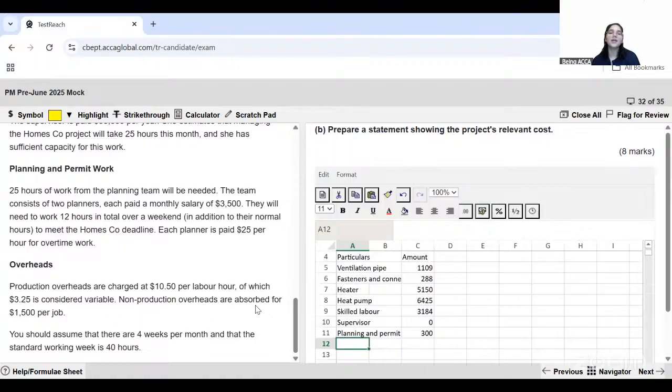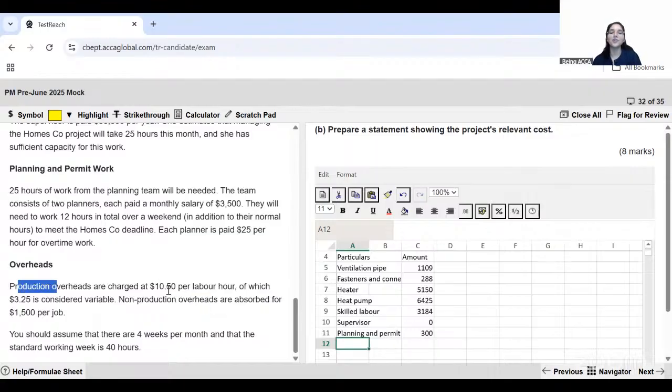Non-production overheads are absorbed for $1,500 per job. Now this is absorbed. That means this cost is also being incurred by default. This is a committed cost. This is not something extra which has been incurred only due to this project. So these non-production overheads are considered irrelevant.